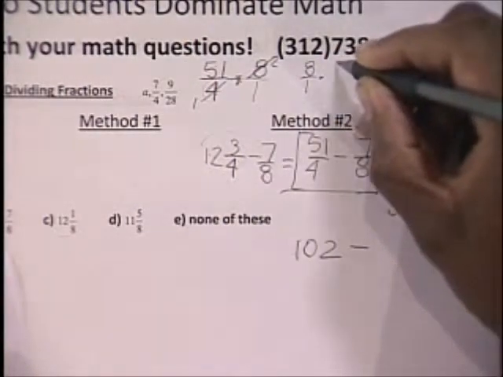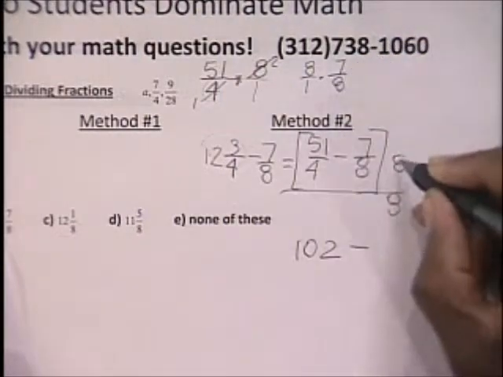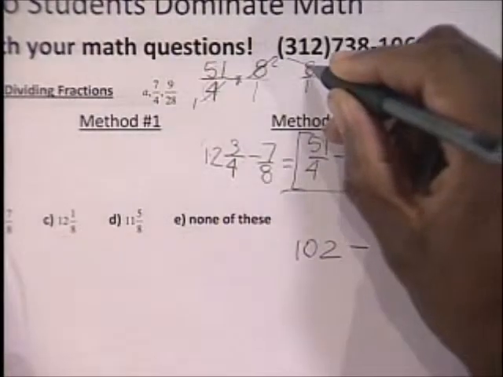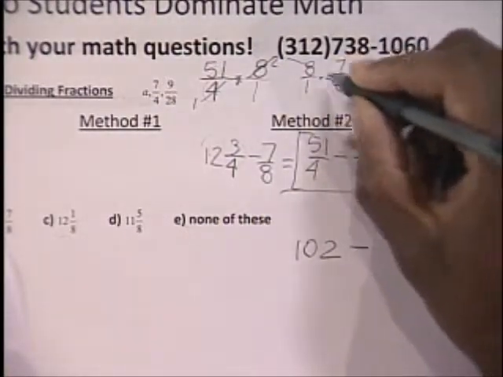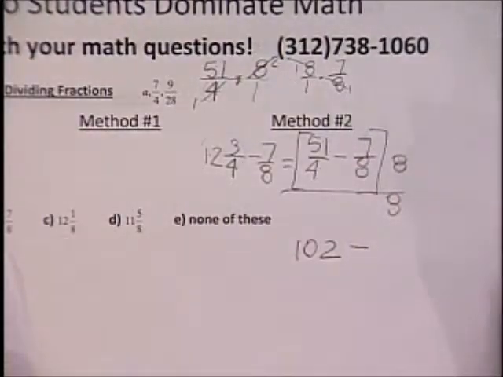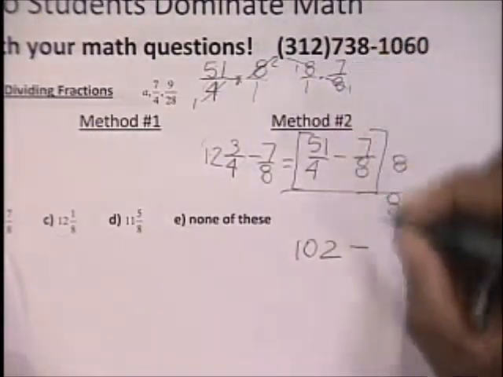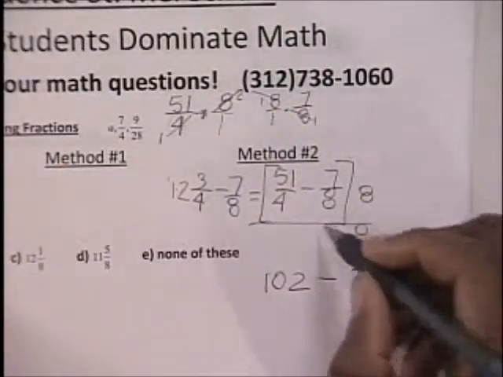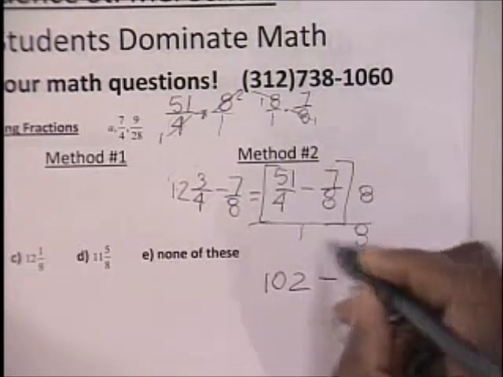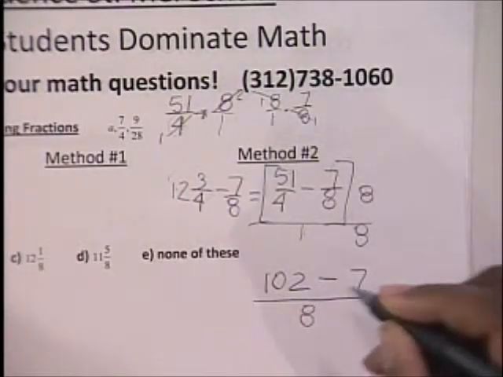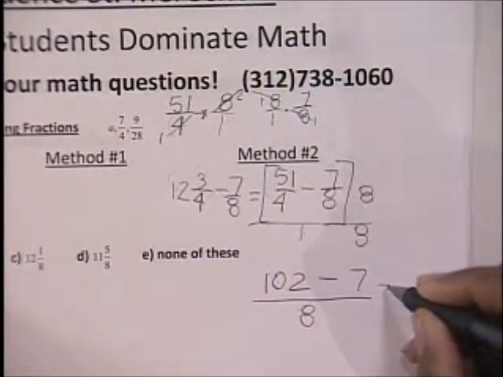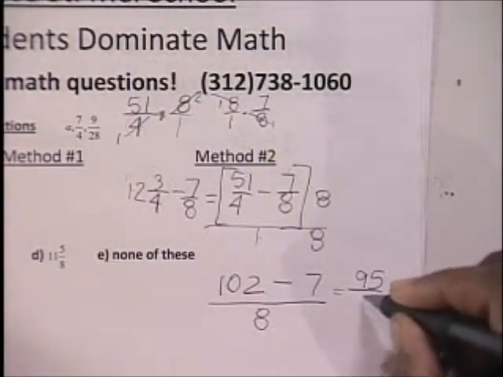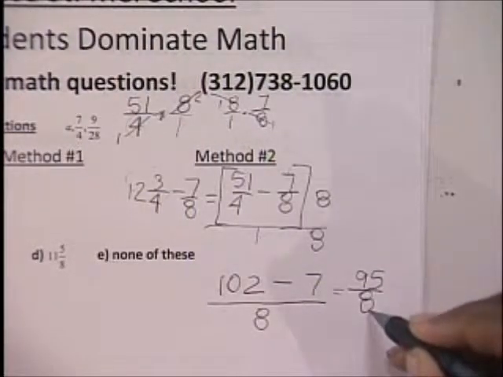And then we have to take the 8 over 1 times the 7/8. Now we're multiplying 8 times 7/8, and again, we've cross-canceled. Each of these numbers are divisible by 8, so that becomes a 1, and that becomes a 1, and you end up with 1 times 7, which is 7 over 1 times 1. We have 102 minus 7, and then you multiply 8 times 1, and you get 8. So 102 minus 7 is 95 over 8. 95 over 8.